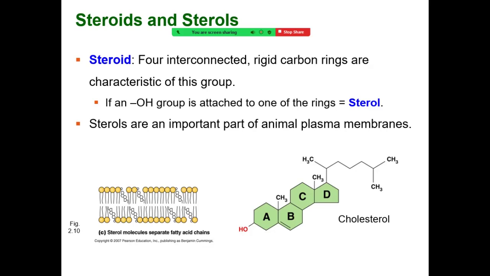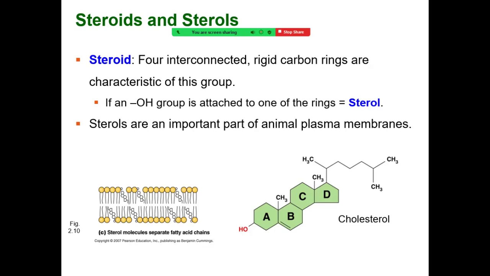If the steroid has an OH group attached right there, we then call it a sterol. Sterols are an important part of the animal plasma membrane, where we have cholesterol, which is a sterol. In fact, that's shown here. It's inside the cell membrane. So we do have phospholipid molecules in our membrane, and it is the main molecule, but we also have cholesterol. The purpose of cholesterol is to give strength to the cell membrane.